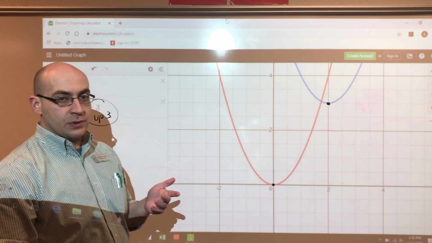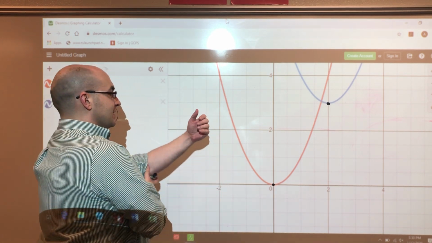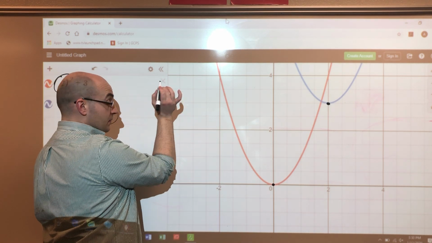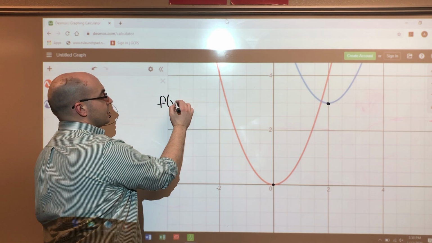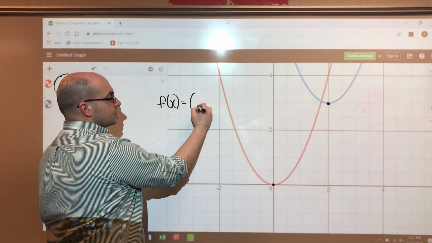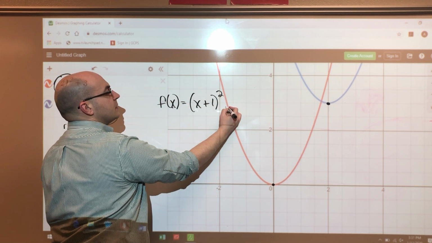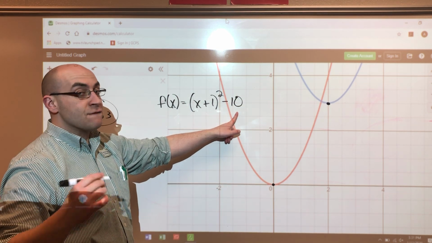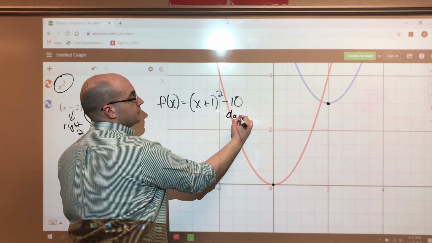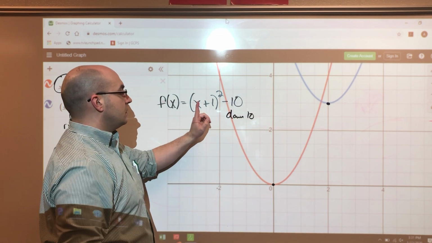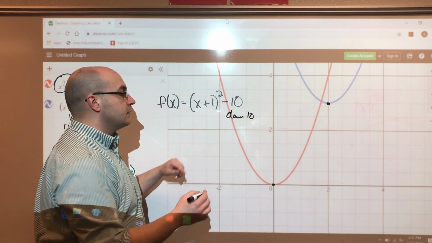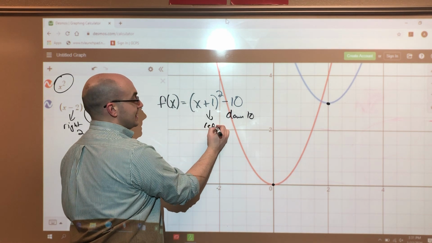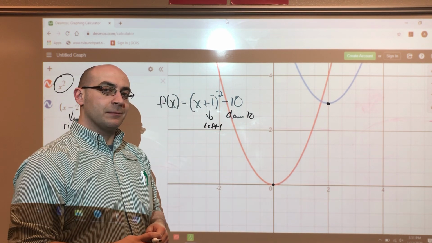Now, if I were to do another one, because I don't want to go back to the computer for this to make it simpler, let's say that I went from the parent function and I gave you something that looked like this. F of x equals x plus 1 squared minus 10. Truth teller, vertical, down 10. Horizontal, liar, left 1. It's as easy as that. That's all we're talking about right now.